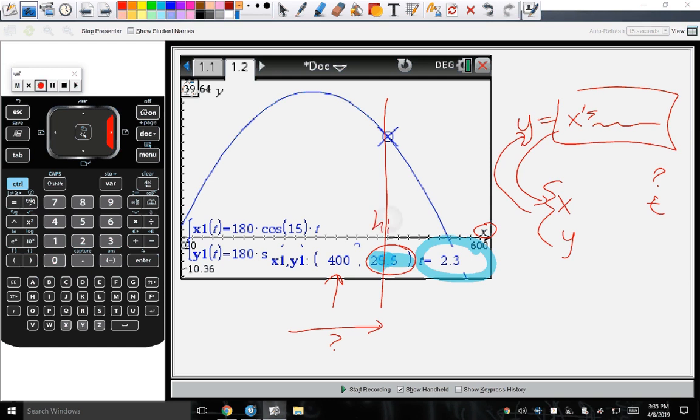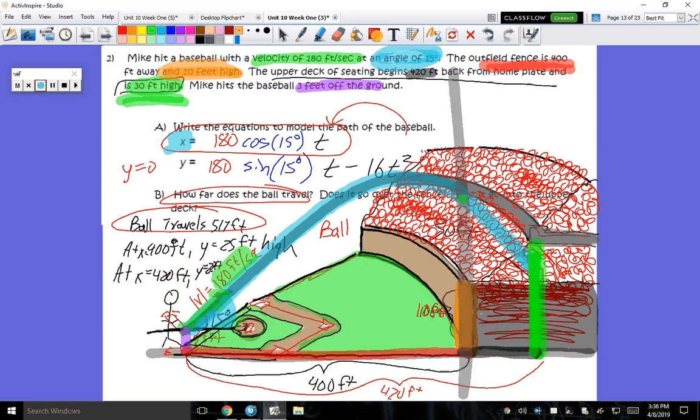This is how high, this is how far. You tell me, does it clear it? Yeah, it clears it by about 15 feet. And if we wanted to know whether it clears the second, upper deck, you just go all the way to 420, which is around there. Does it clear it, yes or no? No, it's around 22. It's nowhere near that. What was it, 30 feet high that it needed to be? Yeah, it needed to be 30 feet high, and it's only about 22 feet here.